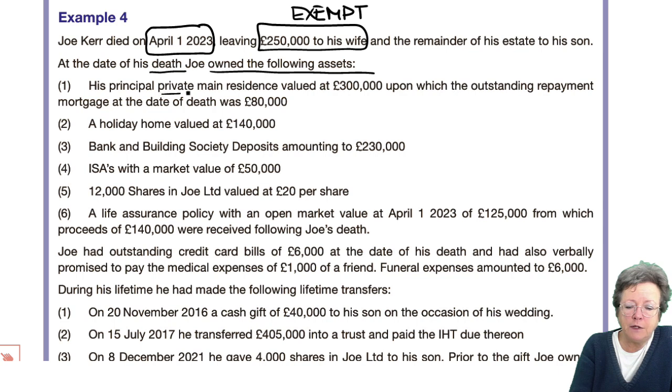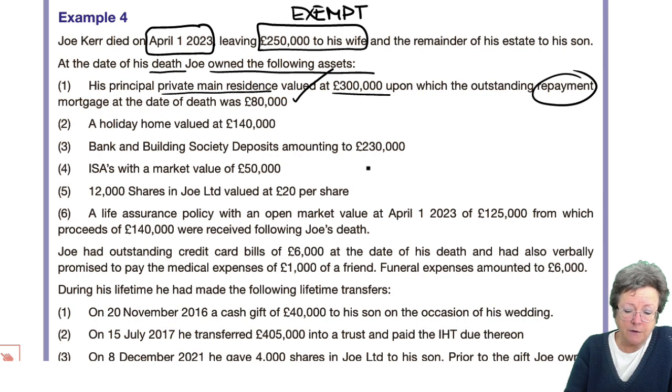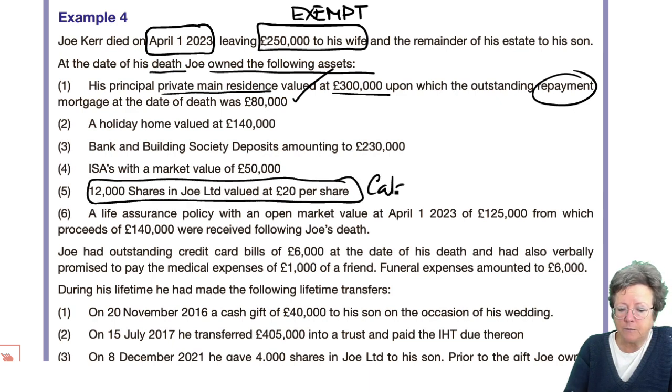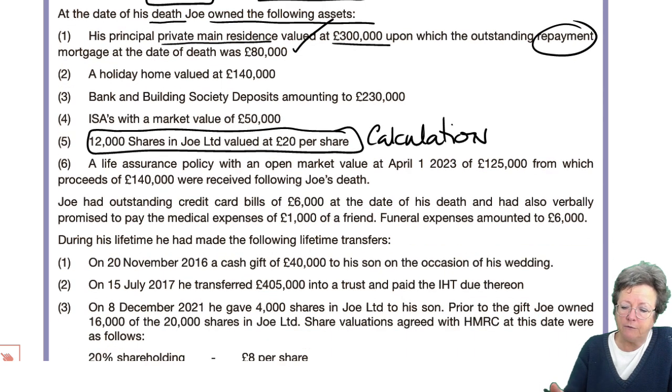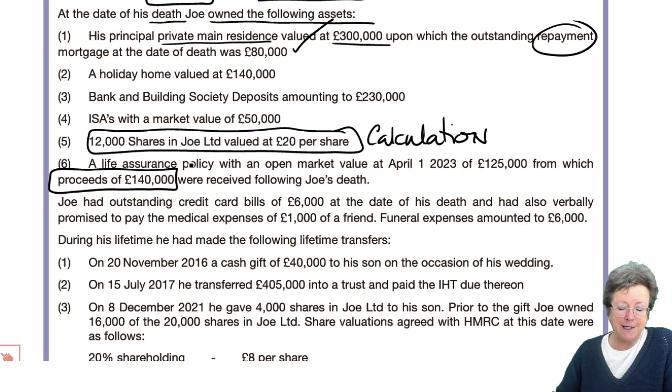We've got a main residence, $300,000. Repayment mortgage, that can be reduced. Holiday home, building societies, an ISA, some shares. Okay, now that is going to need a calculation. You might get one or two of those, not just copying. A life assurance policy, open market value of 125. That's what he received. That's what goes in the estate.